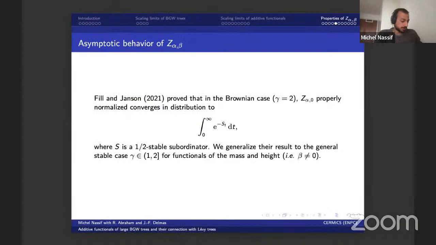So let me see how much time is left. Okay, so maybe just one final thing that we looked at is the asymptotic behavior of Z_{α,β} when α and β go to infinity.